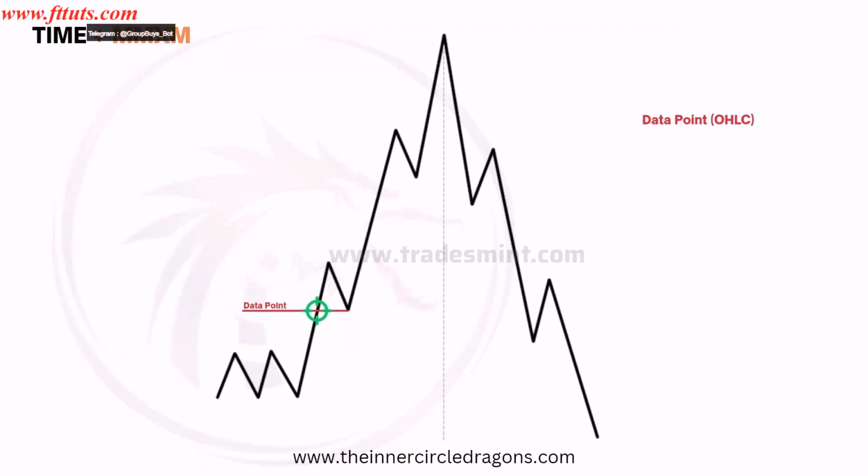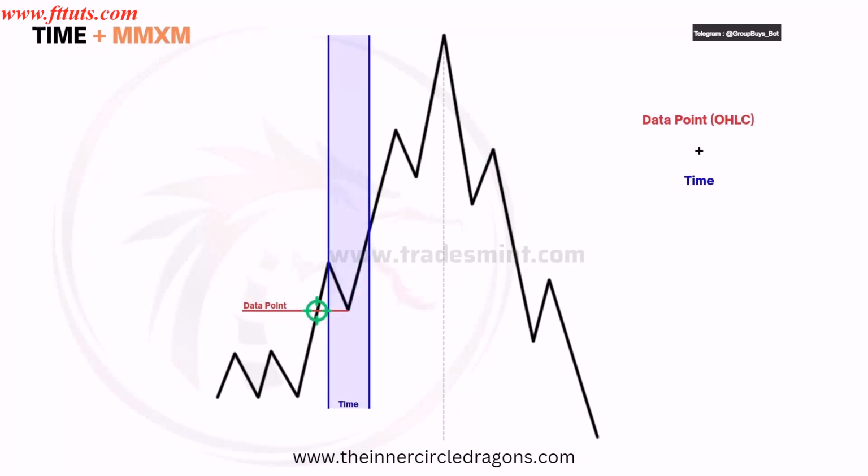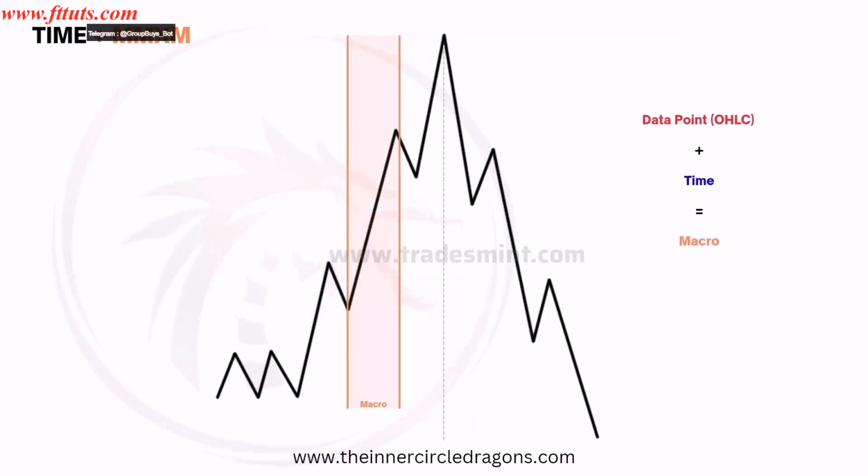Now, specifically, we are looking at data points to the left side of a printed chart where we have the open, high, low, and close. Price will refer back to these data points inside of a window of time. When these data points align with time, the algorithm is going to deliver a set of instructions, which is essentially what a macro is. These instructions will be carried out and price will deliver in one of four ways: consolidation, expansion, reversal, and retracement, right?